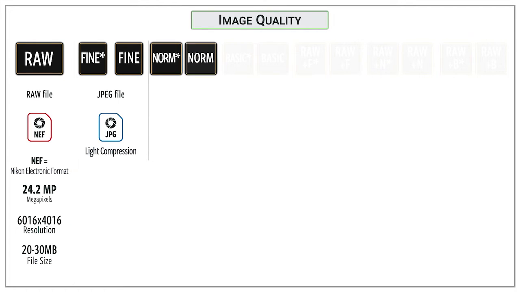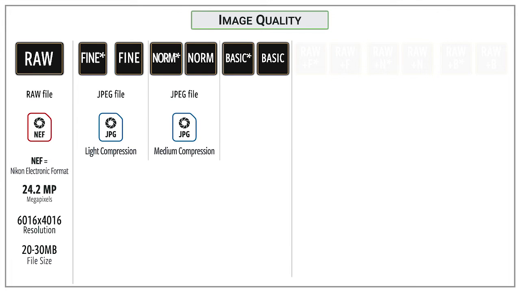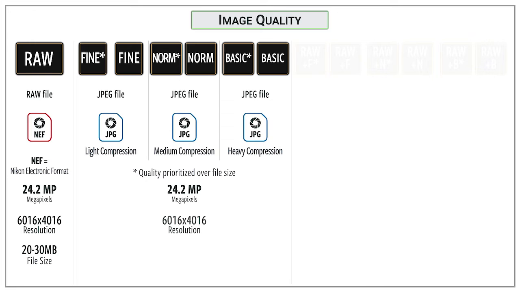Next up are a bunch of different JPEG options. There are actually six different variations on exactly how big or small you want these file sizes, how much information they throw away, and how much information they keep here.